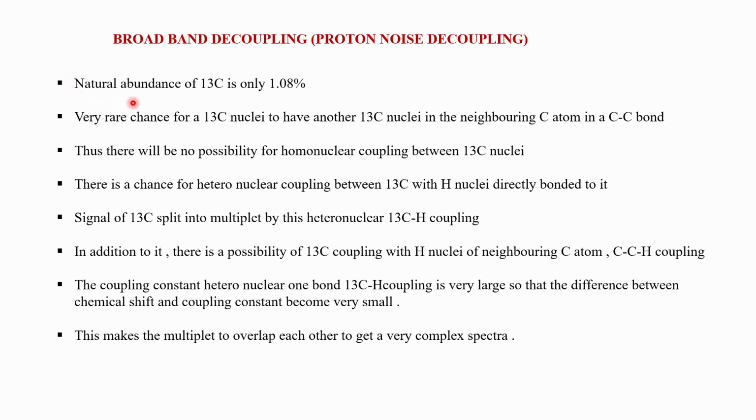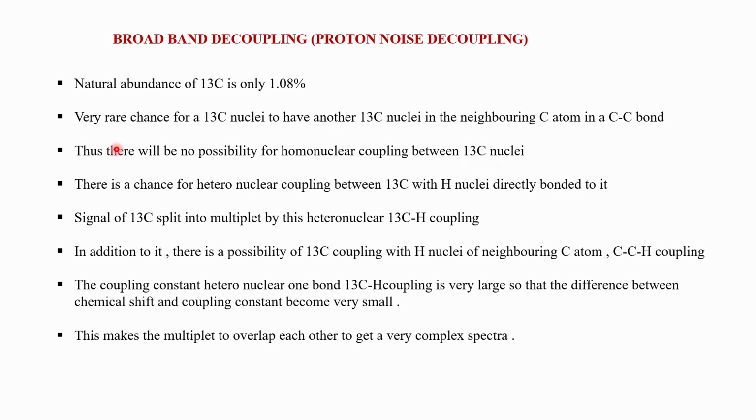See, the natural abundance of carbon-13 is only 1.08% of the total abundance of carbon, and hence there is a very rare chance for a carbon-13 nucleus to have another carbon-13 nucleus in the neighboring carbon atom in a carbon-carbon bond. And so there will be no possibility for homonuclear coupling between carbon-13 nuclei in a carbon-carbon bond.